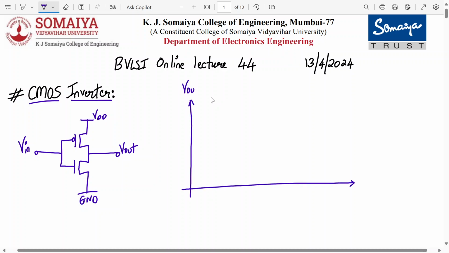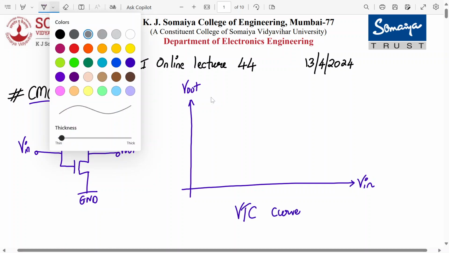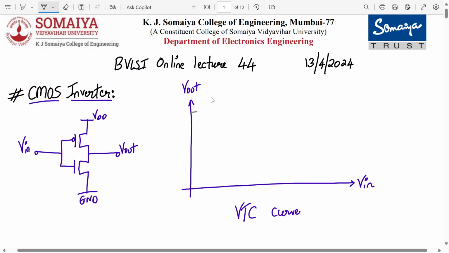We have seen its VTC curve briefly. Last time also we derived this. It's a graph of Vin versus Vout, the voltage transfer characteristics curve. Ideally this curve should be like this: for lower inputs, the output should be equal to VDD, and for higher inputs the output should be equal to 0. So there are these two states. This is my ideal VTC curve.